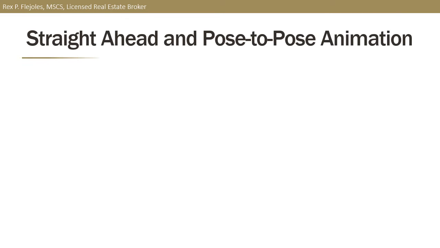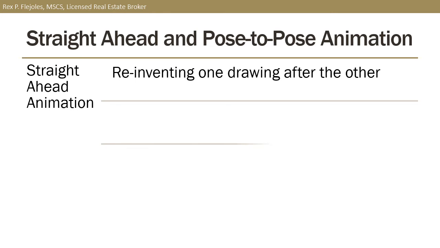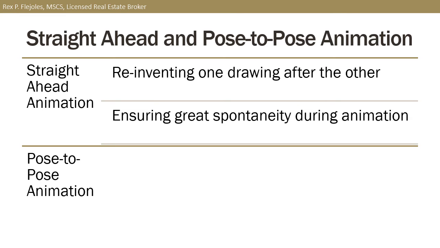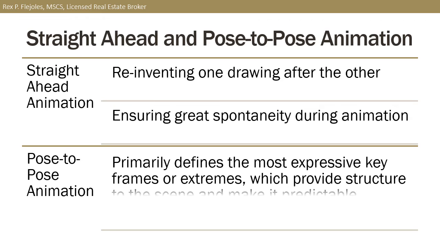On straight-ahead and pose-to-pose animation. Straight-ahead animation simply means reinventing one drawing after the other. This ensures great spontaneity during animation so that even the animator is pleasantly surprised. Pose-to-pose animation primarily defines the most expressive key frames or extremes, which provide structure to the scene and make it predictable. Once the extremes have been defined, the in-betweens are inserted.